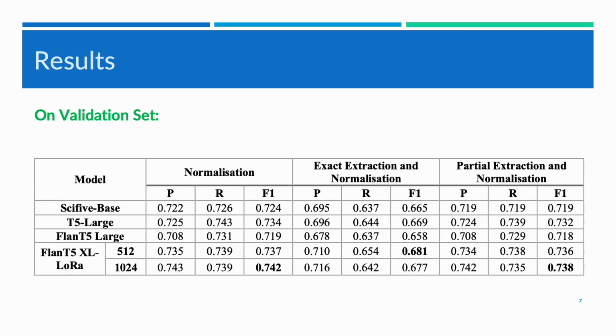Our results on the validation set show that the highest gain was obtained using Flan-T5-XL while optimizing LoRA with alpha 1024.